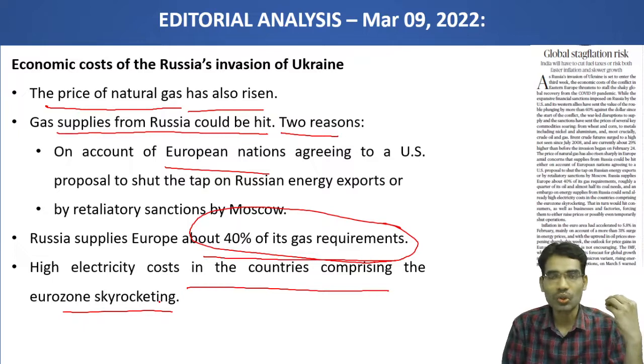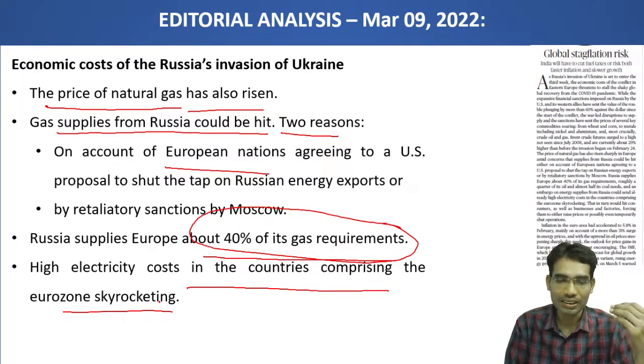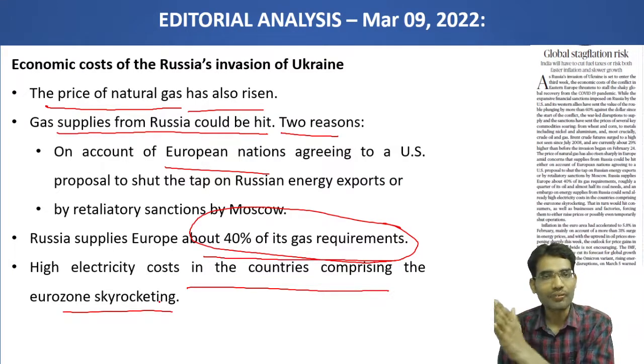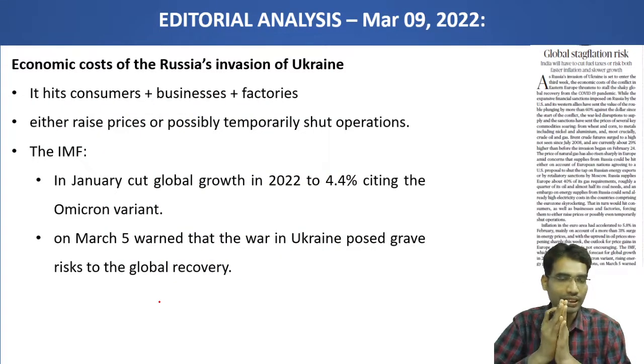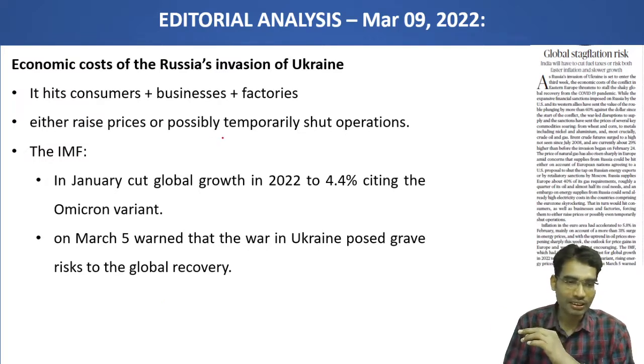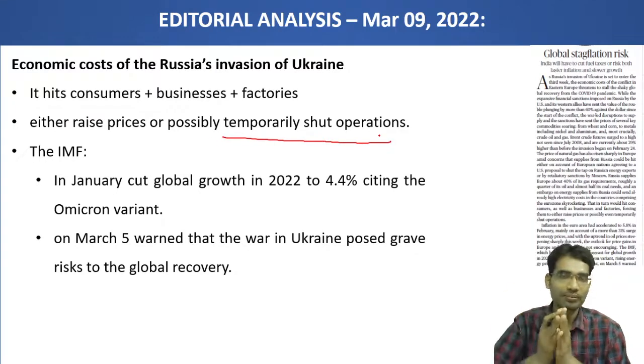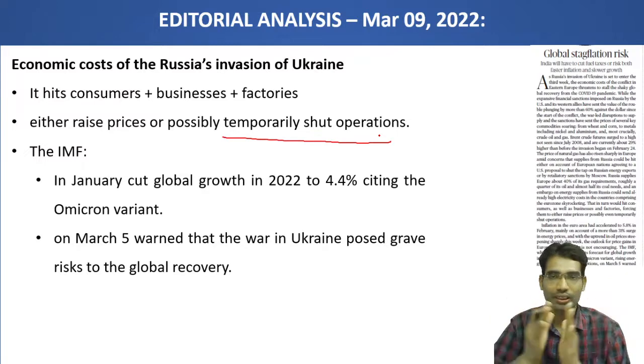Transportation now, crude oil price will increase, transportation charges will increase, electricity charges will increase, and it will affect every product or every service in the economy. It hits consumers also, it hits business people, it hits factories. Now factories and businesses either raise the prices to cope with the situation, or if they cannot handle the situation, they may shut the operations temporarily also.